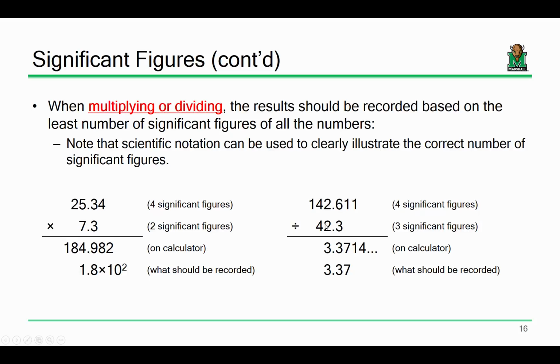The same kind of operation exists when you're dividing, where your limiting factor in this calculation is that one of your numbers had 3 significant figures, the other had 4. So we have to go with the lower of the 2 when reporting the final answer. There would be 3 significant figures in the end.